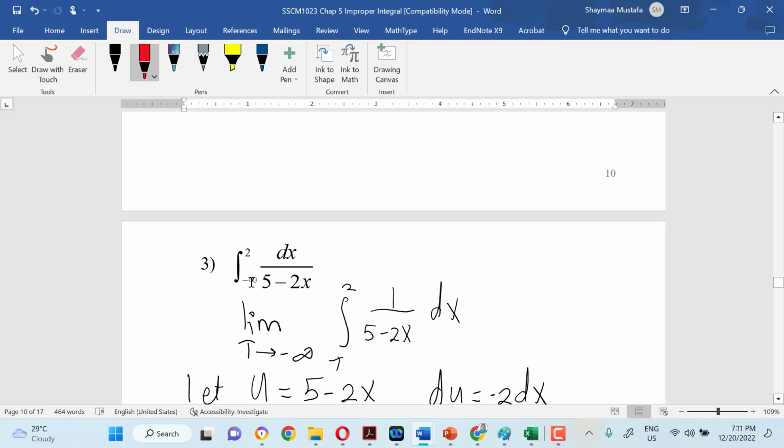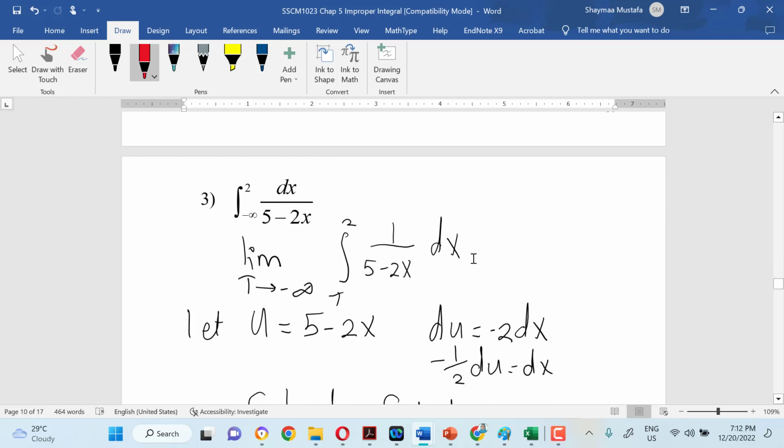Okay, another example. I have the integral of dx over 5 minus 2x. This one is an improper integral. This time the problem is not on the upper boundary, but on the lower boundary, at minus infinity. But the same method, the same technique. I will replace minus infinity by any number t, evaluate the integral from t to 2 of 1 over 5 minus 2x dx, and then take the limit when t goes to minus infinity.